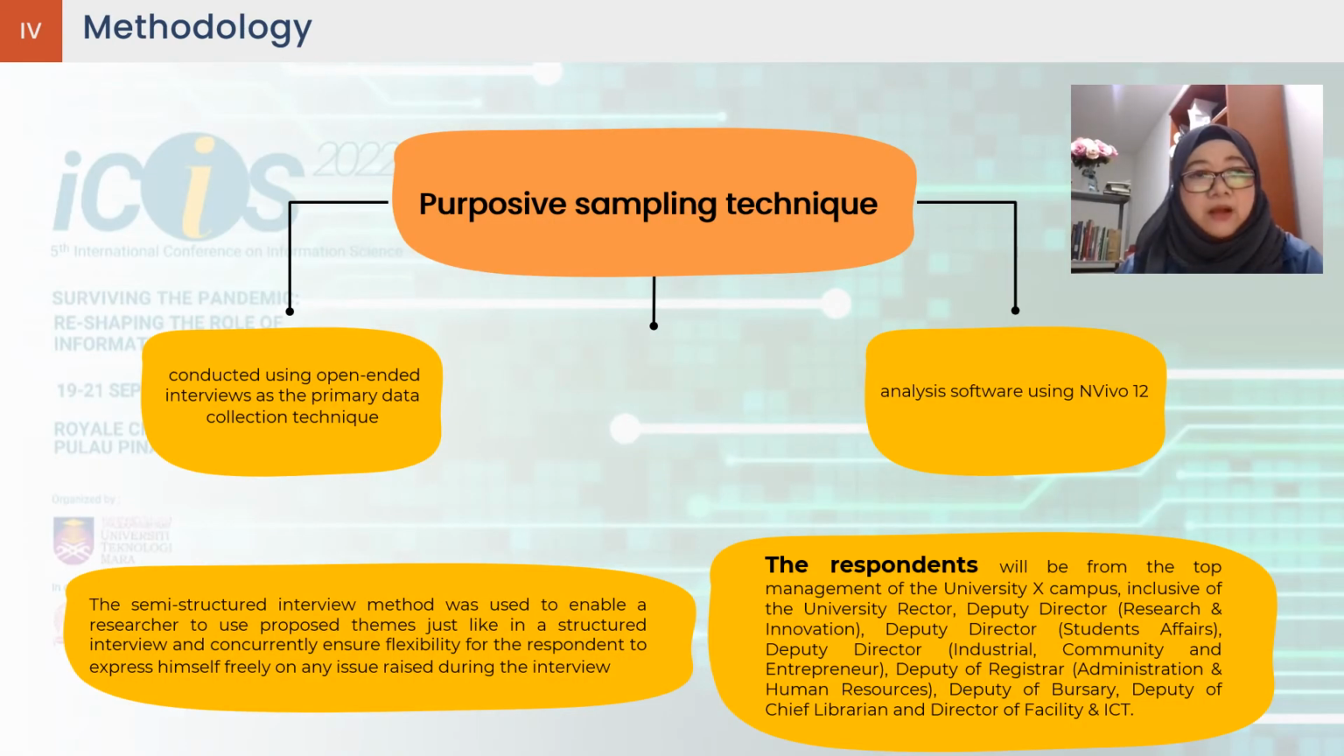In this research, we used the purposive sampling technique, where we conducted open-ended interviews with the respective respondents, and the results we analyzed using NVivo version 12. The semi-structured interview method was used to enable a researcher to use proposed themes just like in a structured interview, and concurrently ensure flexibility for the respondent to express himself freely on any issues raised during the interview session. We interviewed the management team of UX University, but for this purpose, we managed to interview the rector.